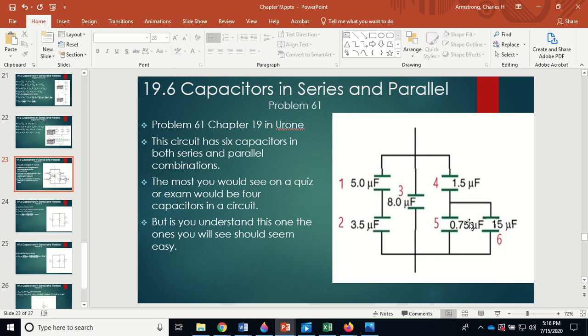Well, okay, so first though we got to look at this. These two are in series, okay? Can't do anything with this yet. It's kind of in the middle of this mess. But these two are in parallel.